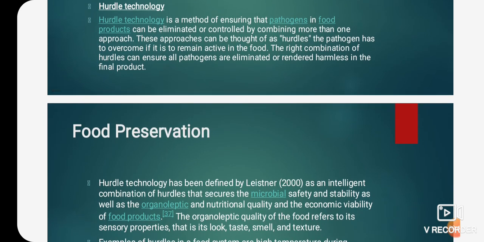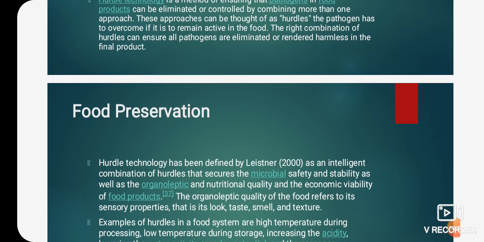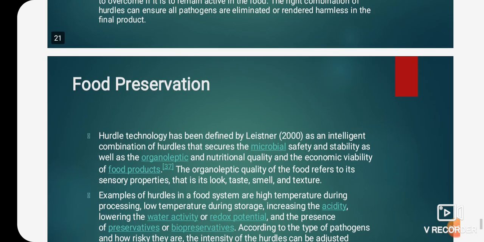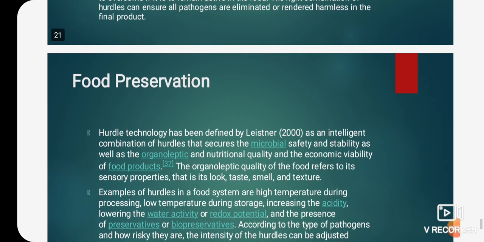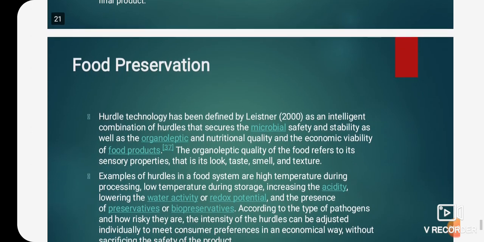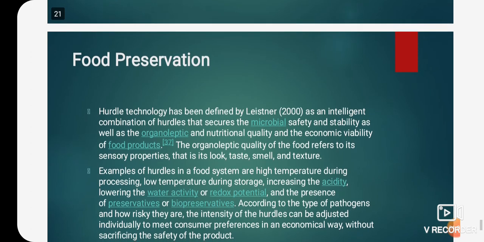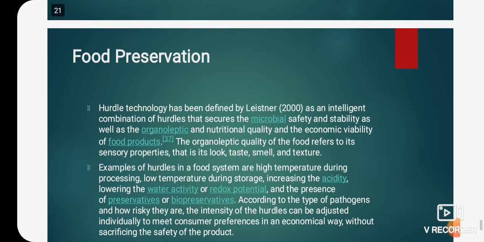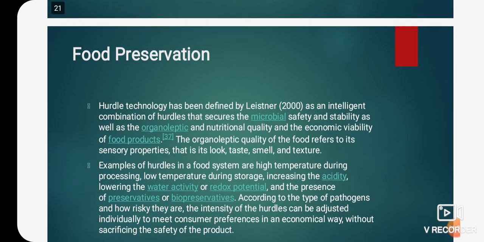Hurdle technology has been defined by Leistner as an intelligent combination of hurdles that secures the microbial safety and stability as well as the organoleptic and nutritional quality and the economic viability of food products. The organoleptic quality of the food refers to its sensory properties, that is its look, taste, smell and texture.